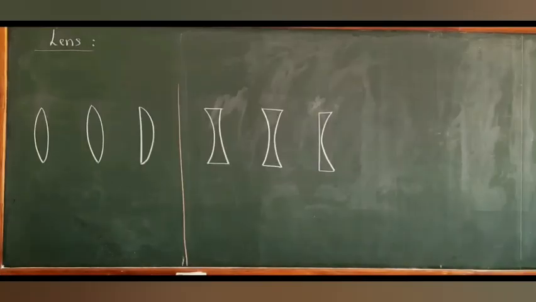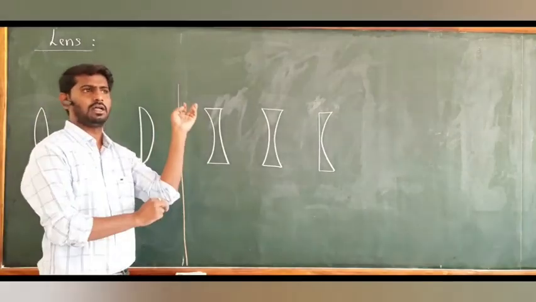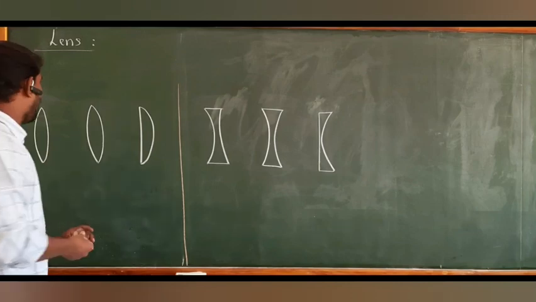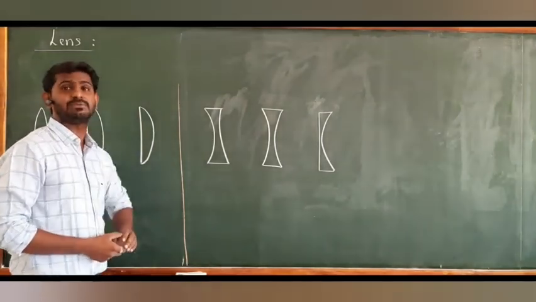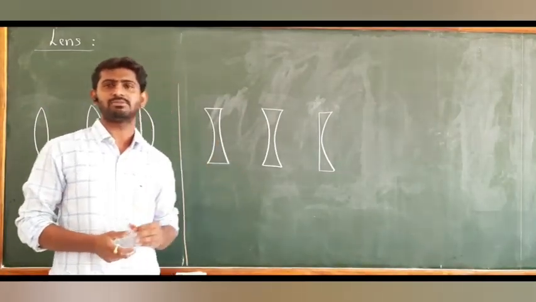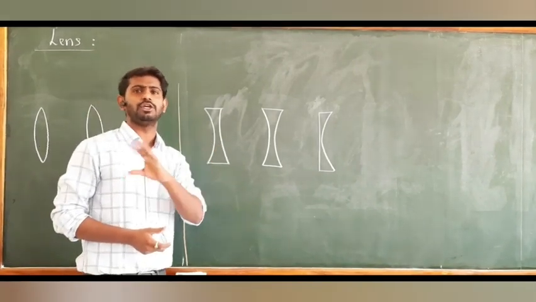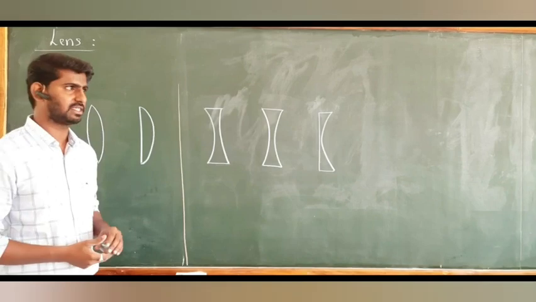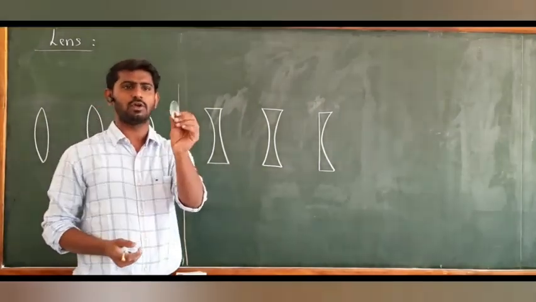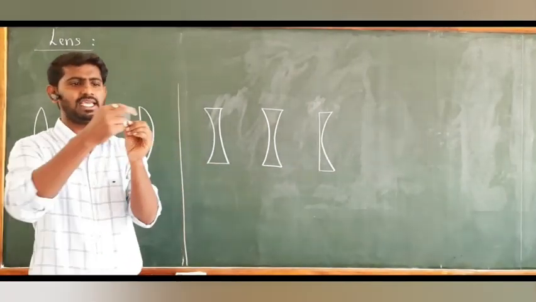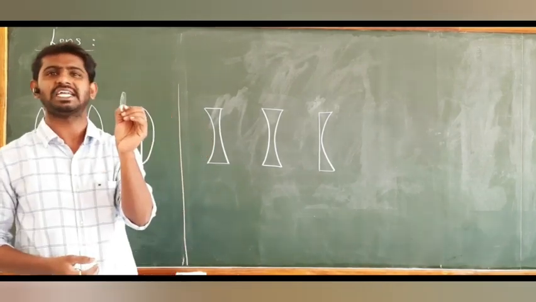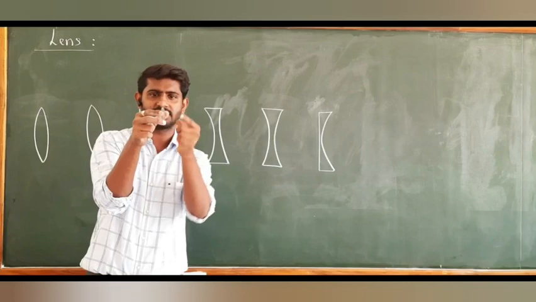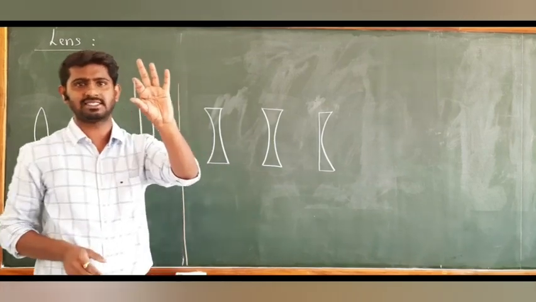Okay. The next one is lens. So what is a lens? A lens is an optically transparent medium which is bounded by two surfaces. For this one we call the lens. It is made up of optically transparent medium, and it has two surfaces. One surface this side and the surface this side. So this is a lens.